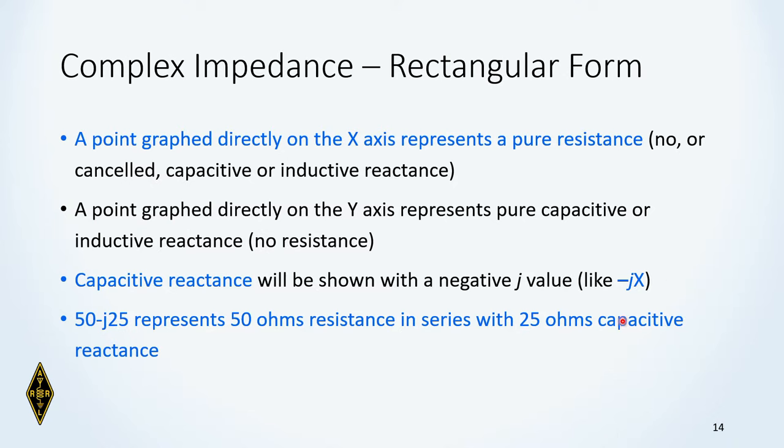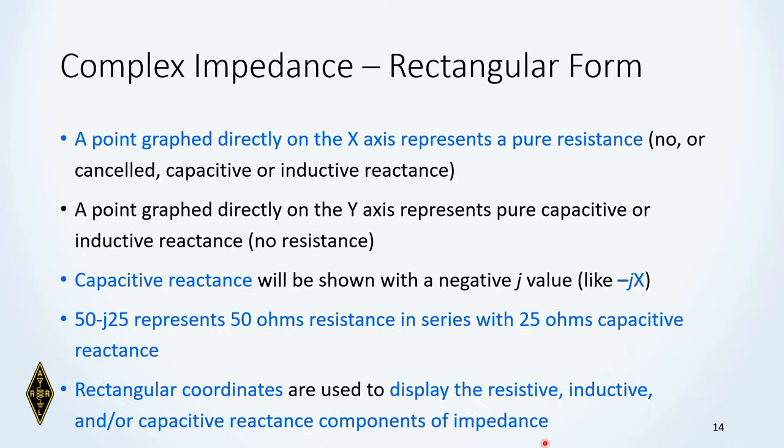Anytime that you see a term like negative Jx or something like it, be aware that we're always talking about the rectangular form. There's a question that asks you to identify a coordinate system. Be aware that rectangular coordinates are used to display the resistive, inductive, and/or capacitive reactance components of impedance. That can also be done in polar coordinates, which we haven't talked about yet. But the pool question only gives us this answer, so we don't have an opportunity for confusion.